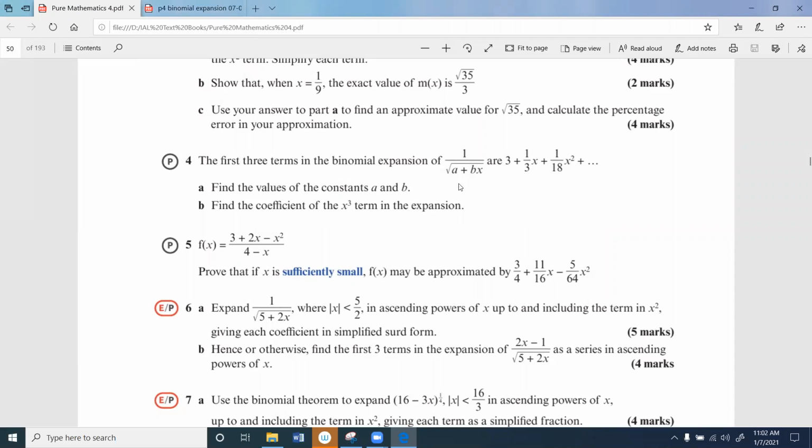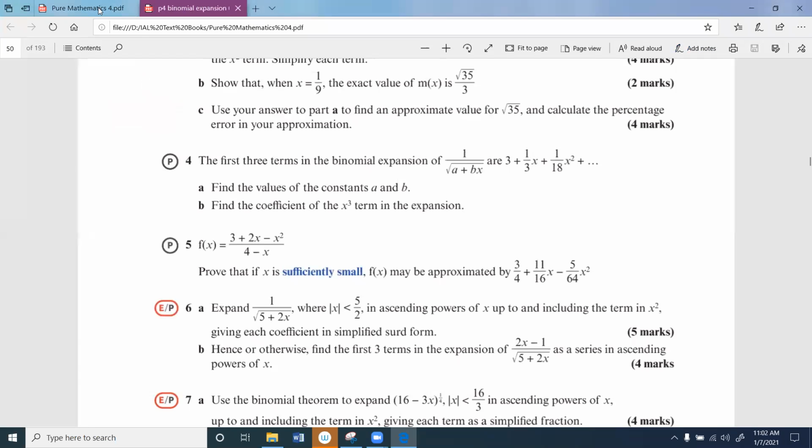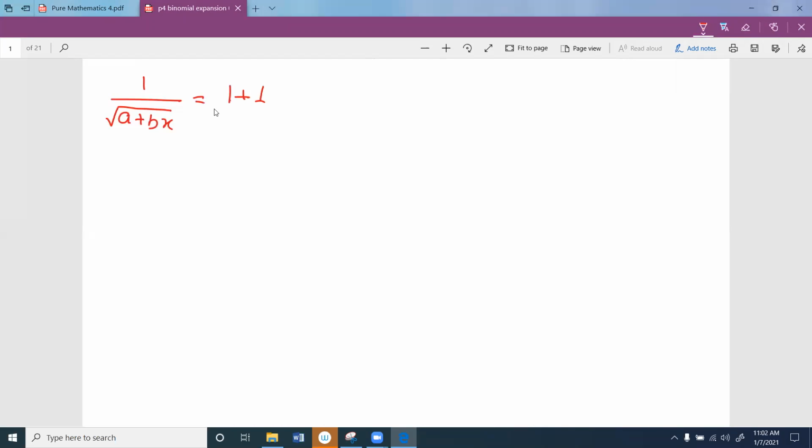1 over (a plus bx) to the power half using binomial expansion. Make the question this way. That is 1 over the square root of a plus bx. It equals 3 plus 1 over 3x plus 1 over 18 x squared.